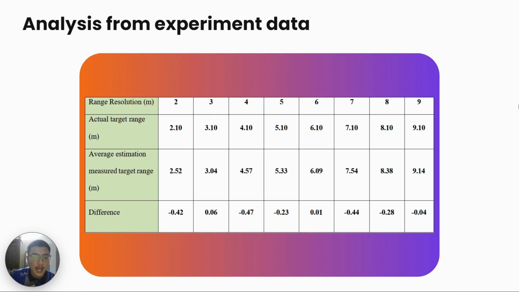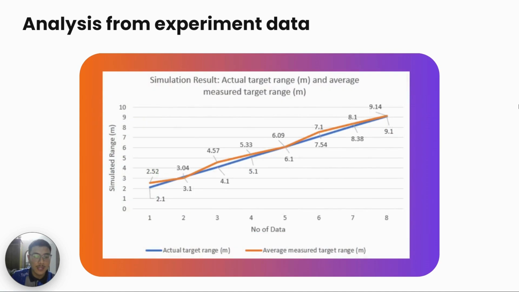So we consider this project successful based on what we targeted, because we can say that the error is plus or minus 0.50, but it can still be considered successful based on the data that we collected and the algorithm that has been tested. So this is the graph. The blue one is the actual target, and the orange one is the average measured target. As we can see, it's slightly different, not so much. So we can consider this a successful project.